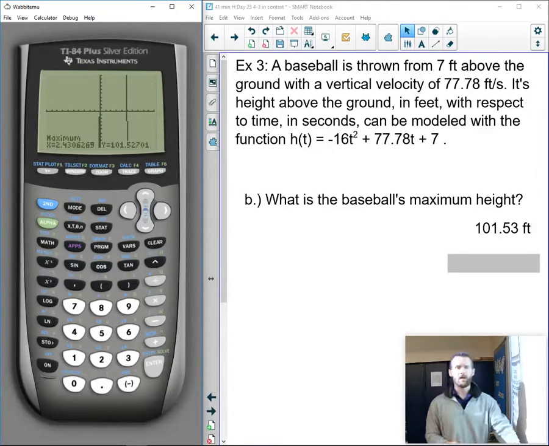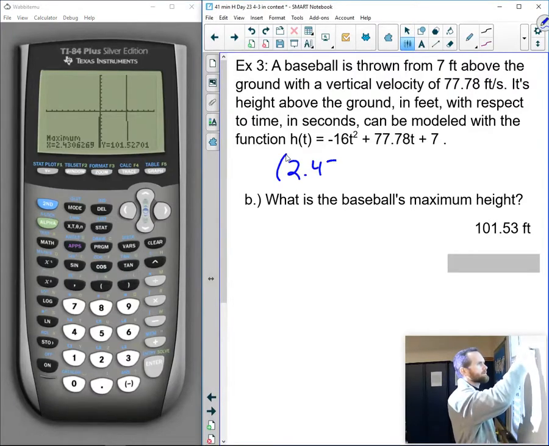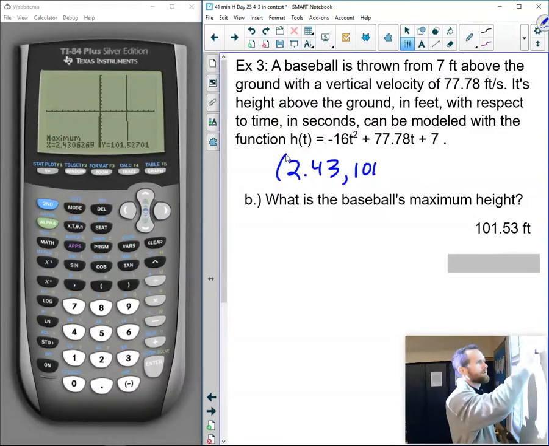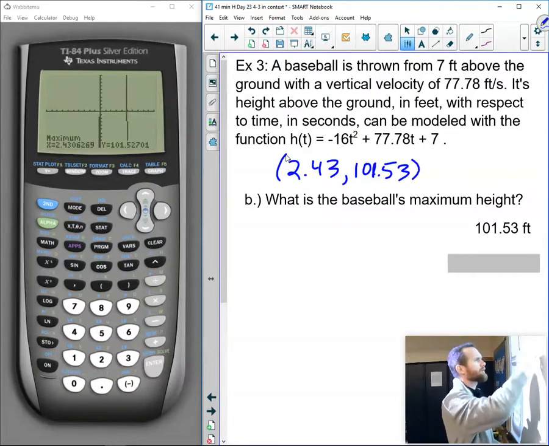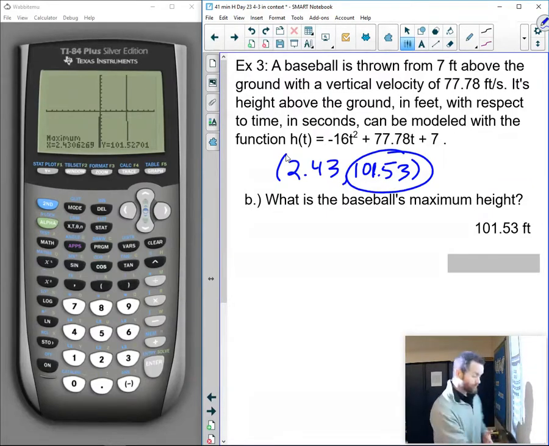Hit enter one more time, and we get the point. Let's see, what is that? 2.43 and 101.53 it rounds to. Sounds like a radio station. And that's how we got 101.53 feet, because we wanted the maximum height, which is the y value.